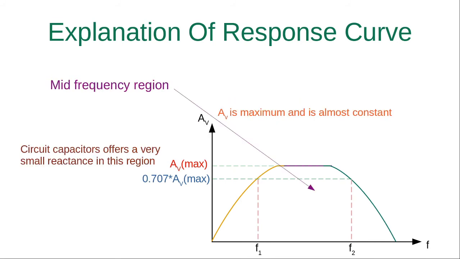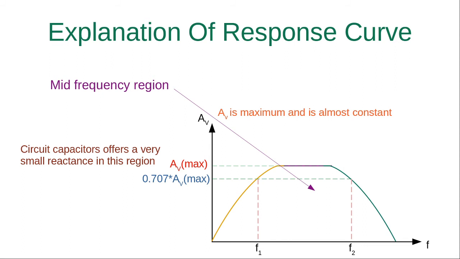In the mid-frequency region, the reactance of the coupling capacitors becomes negligible and they behave as a short circuit. It means the AC signal is now fully transmitted through them. Therefore, voltage gain becomes maximum. Furthermore, in this region, CE offers a very small reactance as compared to RE. As a result, negative feedback now becomes negligible and it does not affect the voltage gain.